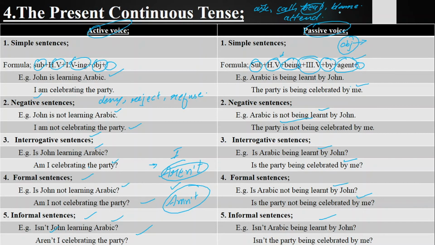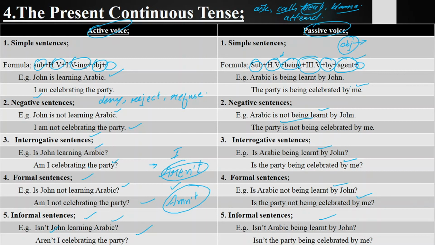Next one is blame. You blame her. She is blamed by you, she is not blamed by you, is she blamed by you, is she not blamed by you, isn't she blamed by you, she was blamed by you, she was not blamed by you, was she blamed by you, was she not blamed by you, wasn't she blamed by you, she will be blamed by you, she will not be blamed by you, will she be blamed by you, will she not be blamed by you, won't she be blamed by you, she is being blamed by you, she is not being blamed by you, is she being blamed by you, is she not being blamed by you, isn't she being blamed by you.